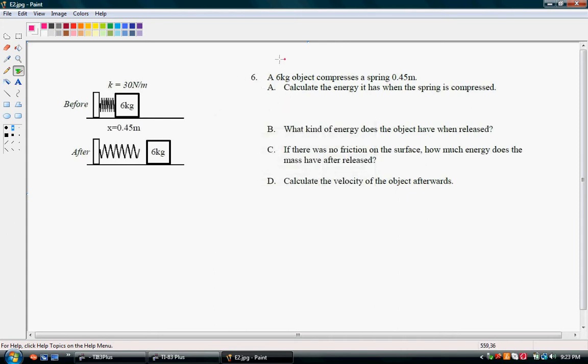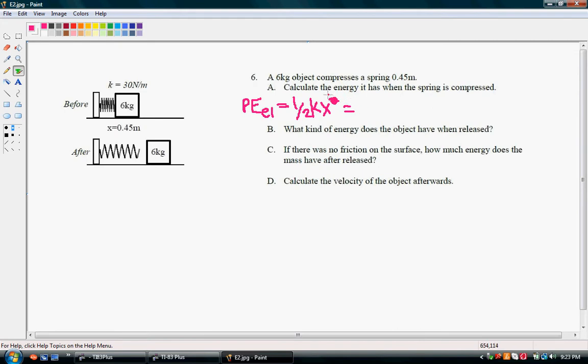Alright, so here we have a 6 kilogram object that's compressing a spring 0.45 meters. Part A says to calculate the energy it has when the spring is compressed. Now when the spring is compressed, we have a very particular kind of energy called potential elastic, and that is equal to 1/2 kx squared, where k is the spring constant in newtons per meter, and x is the distance it's being compressed.